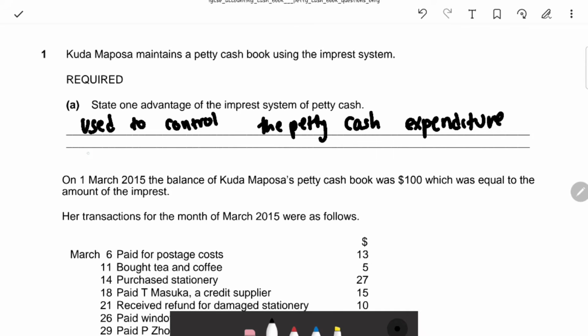Another one you can say it can help reduce fraud. So you can write many. You can also say maybe the cash that is left should equal this imprest system. Okay, and this way you can basically control the petty cash expenditure.